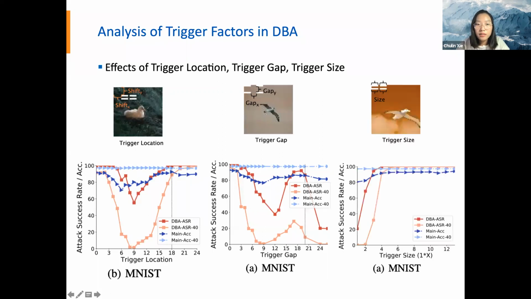And then this figure shows the effect of the trigger size. In the image dataset, a large trigger size gives a higher attack success rate. However, they are stable once the trigger size becomes large enough, suggesting little gain in using an oversized trigger.